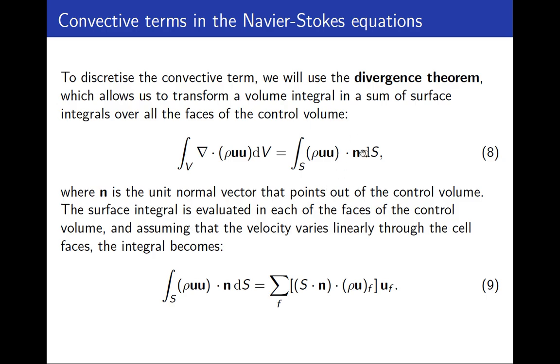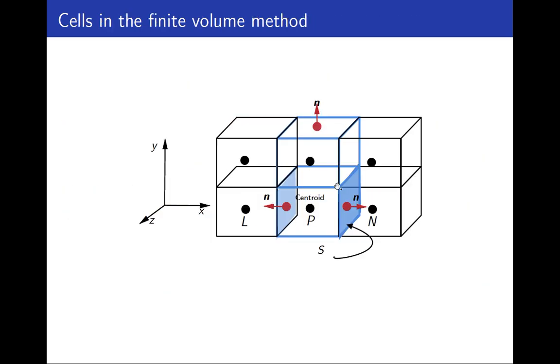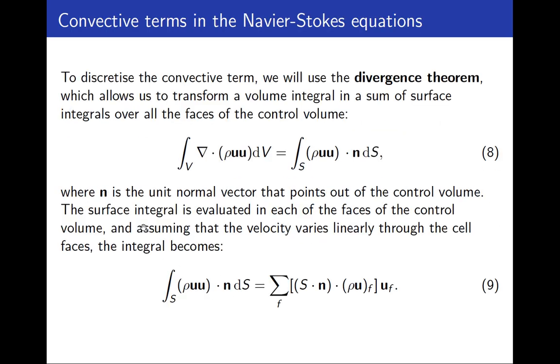So here in the surface integral we have this product, which is the convective flux of momentum multiplied by the unit normal vector that points out of the control volume. Remember, this is the unit normal vector that points outside the control volume. And this vector n is different for each of the faces of the cell. So this surface integral can be simplified even further.